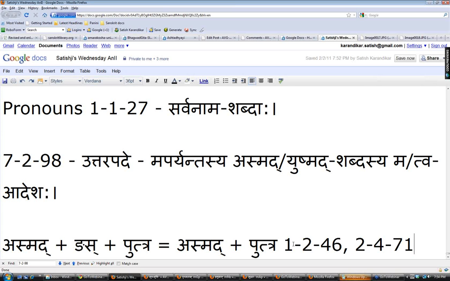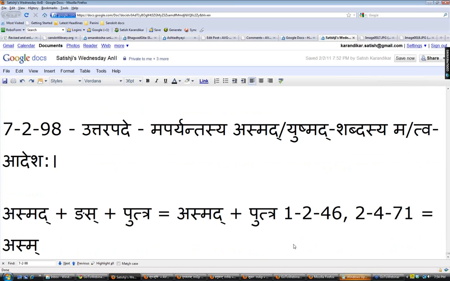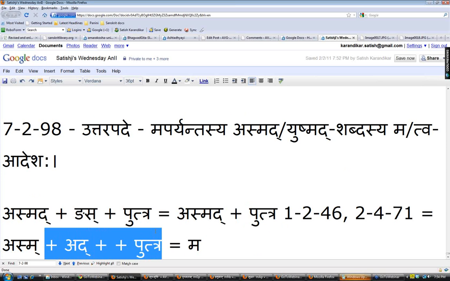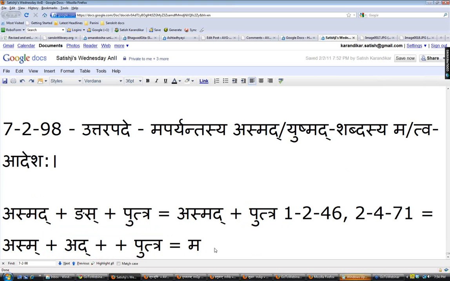But now what happens is that by mo paryantasya, this asmad, asma, we can split it like this: asma plus ad plus putraha. Now this ma paryantasya takes the ma adeshaha. So it becomes ma followed by this, and then with atogune, which of course all of you know. So this is 7.2.98.